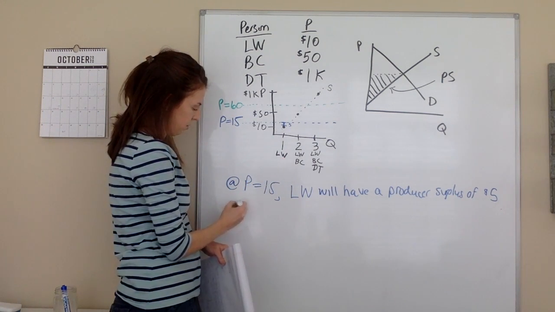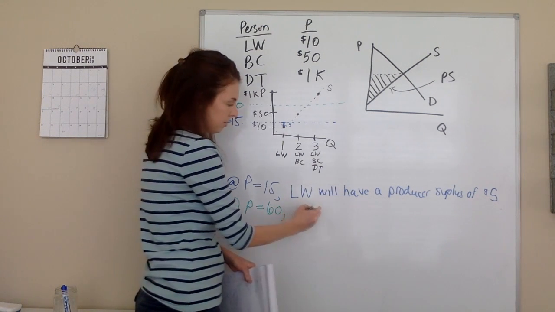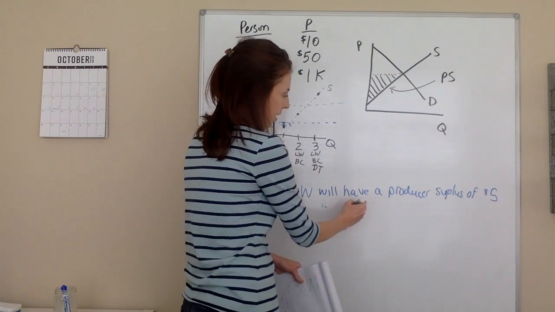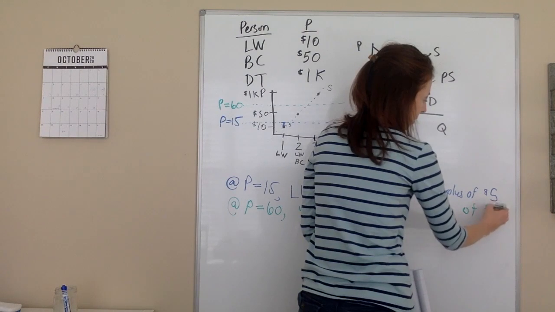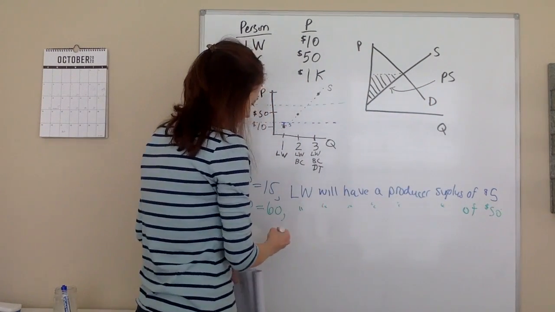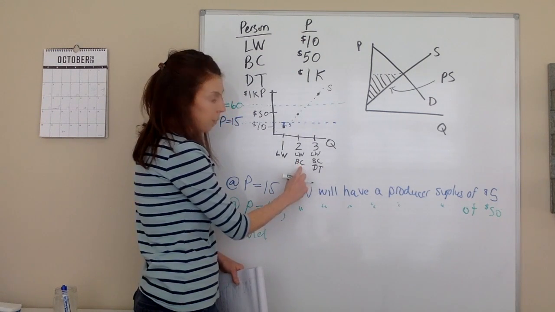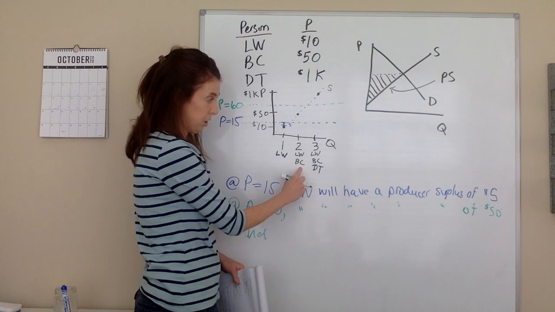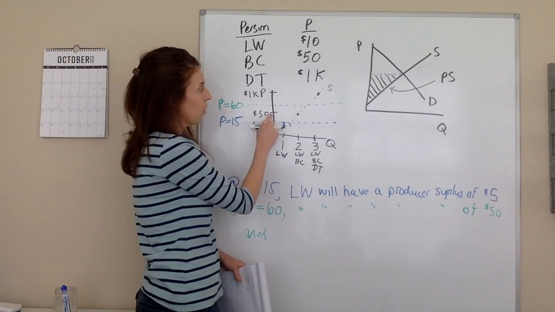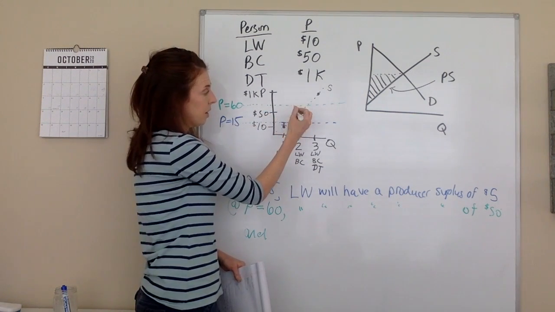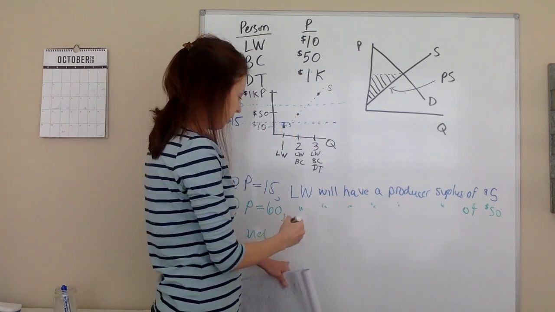So let me start writing this out. At a price of 60, Lindsay Woodworth will have a producer surplus of $50. And on top of that, Bob Caslin is now willing to bake cookies. He would be willing to take $50 to make a dozen, but he's getting $60. So he's going to have a producer surplus of $10.